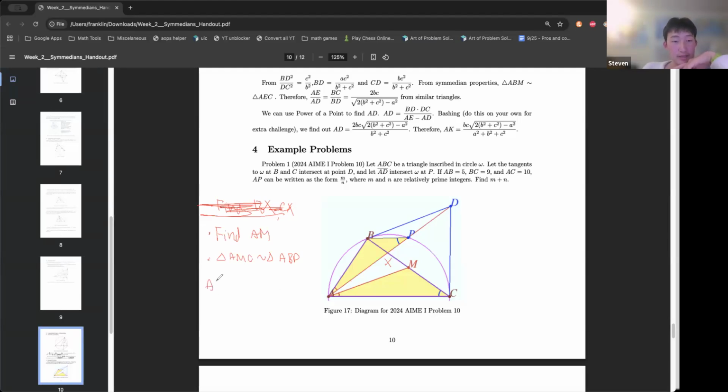Once again, Franklin laid out the outline of the bash. Find AM and then use similar triangles. Think about it: if you get this problem right, you're basically nailing AIME number 10, the double-digit AIME problem, within 5 or 10 minutes. You're going to get a free point.